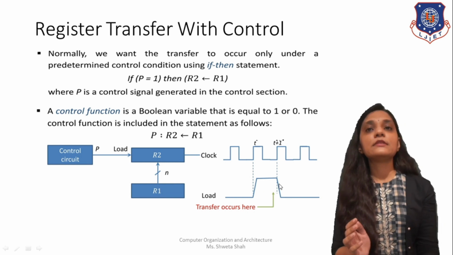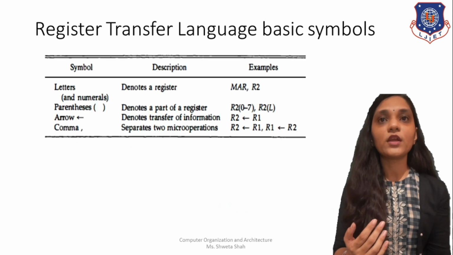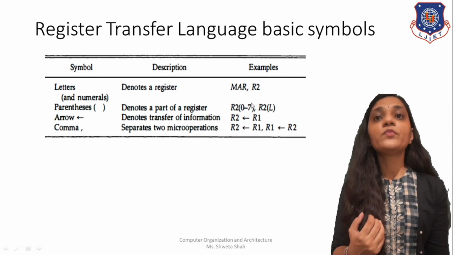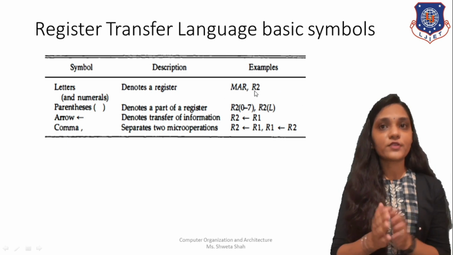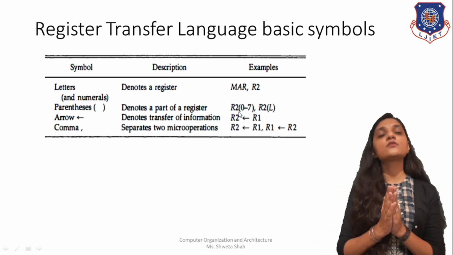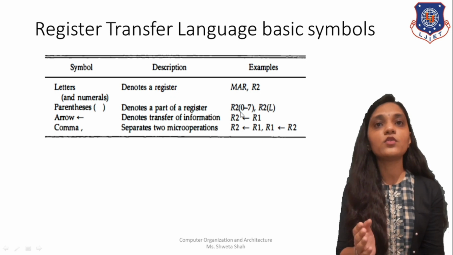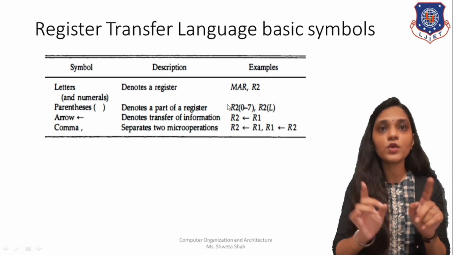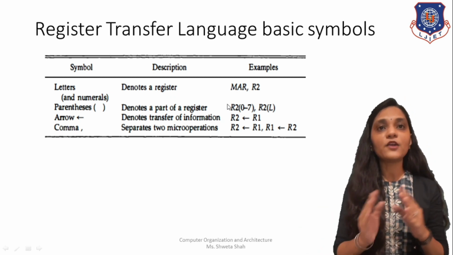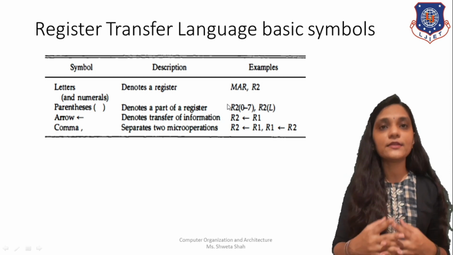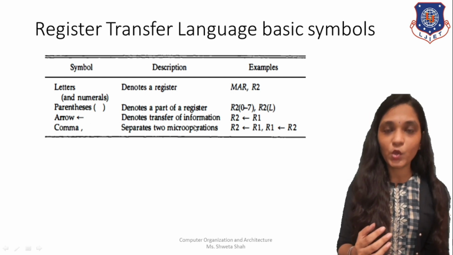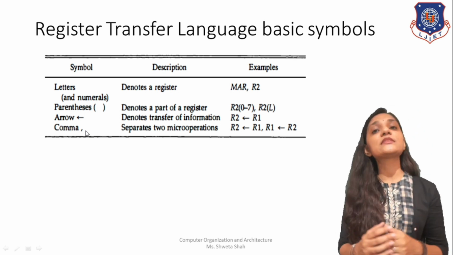There are other symbols also that you can use here, and that is the list of symbols. As we already know, you can use letters for your registers, and parentheses for representing bits. For example, if you want to represent the 0th bit or the 7th bit of register R2, then you have to use R2 in brackets 0, R2 in brackets 7, whatever your number. And if you want to represent the lower part or upper part, then R2L, R2H, and so on, for any register you can use. Then arrows represent your transfer operation.